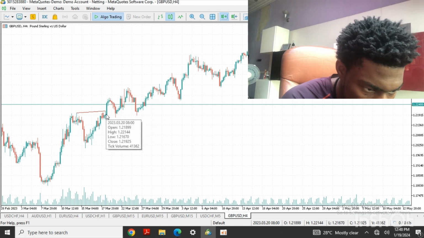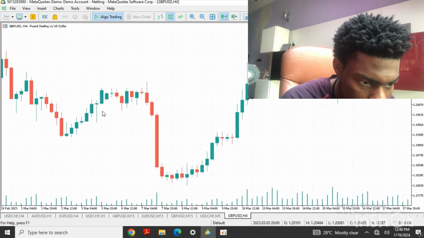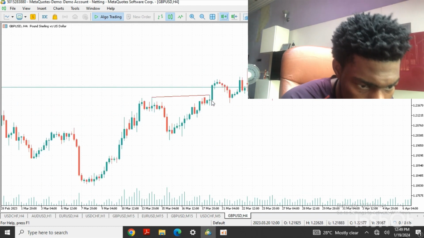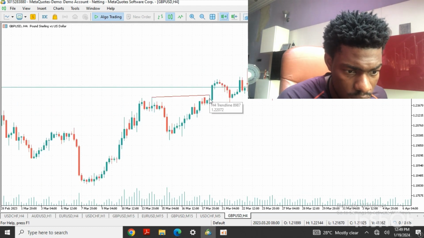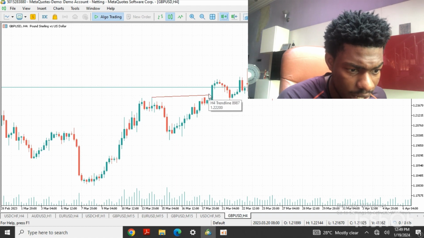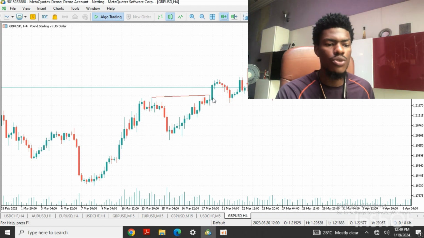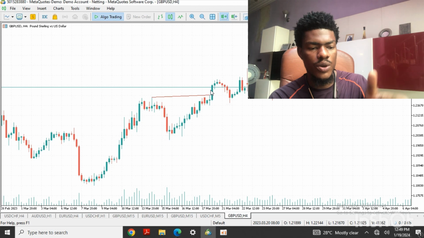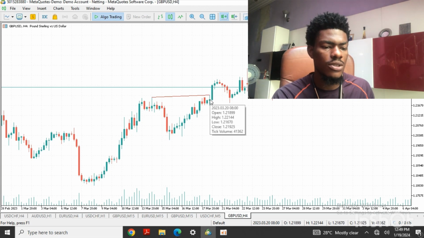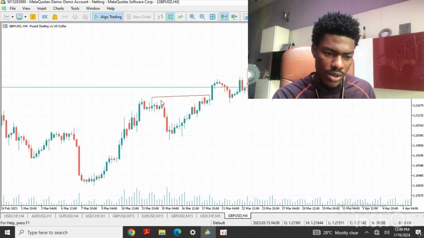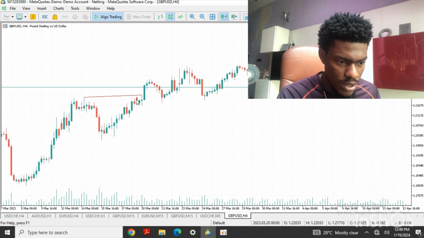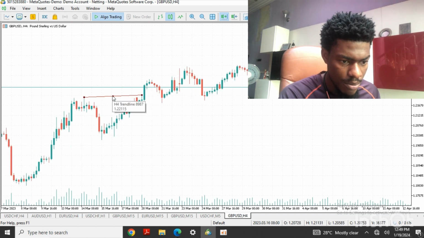Let me zoom in a little bit. Assuming this wick was higher than this one, it's still not a break of market structure. It's still not going to create a new higher high, because we're looking for a candle to close above this guy. You understand? Same thing applies to this place here. This is the higher high, right?